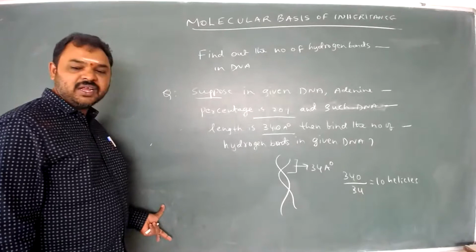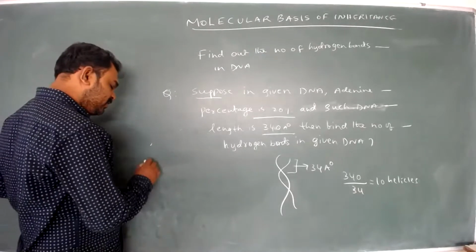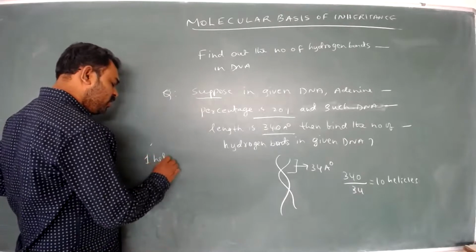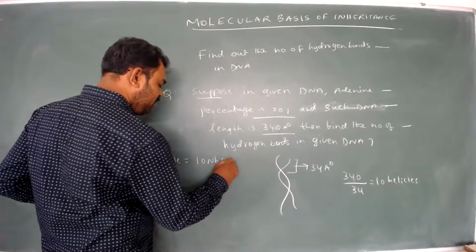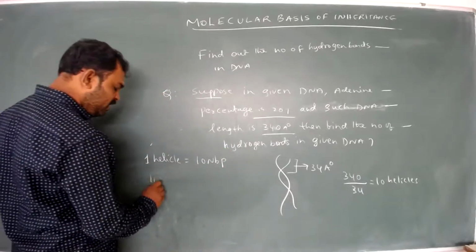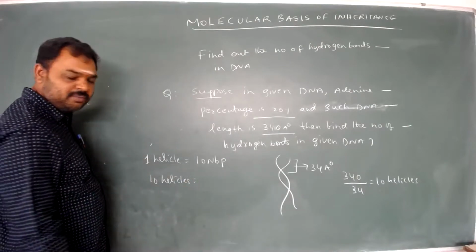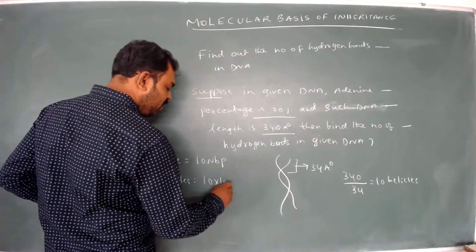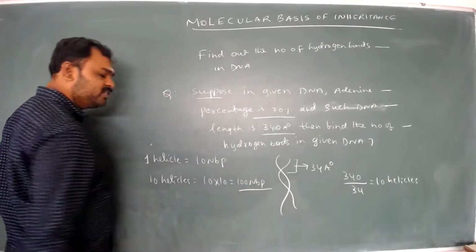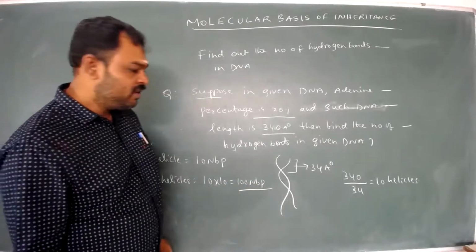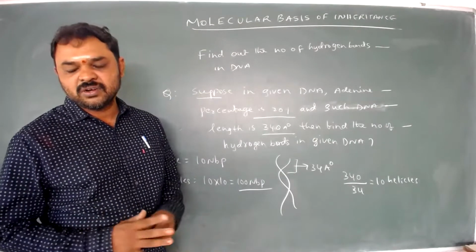And in these 10 helicals, how many nucleotide base pairs occur? One helical equals how many nucleotide base pairs? 10 nucleotide base pairs. So 10 helicals equal how many nucleotide base pairs? 10 into 10, 100 nucleotide base pairs are there. So in the given DNA, what we find out first: the given DNA length is 340 angstroms.